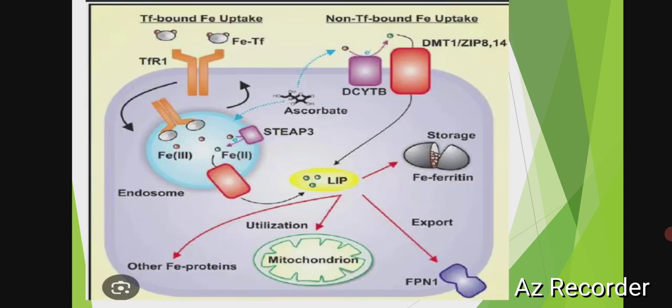Now let's see. Now understand TF bound Fe uptake. This FeTF binds to two Fe+2 molecules, then it is transferred into the endosomes. In endosomes, Fe+2 is converted to Fe+3, or Fe+2 goes directly for utilization in the mitochondria or goes for the Fe protein complexes and other protein formation.